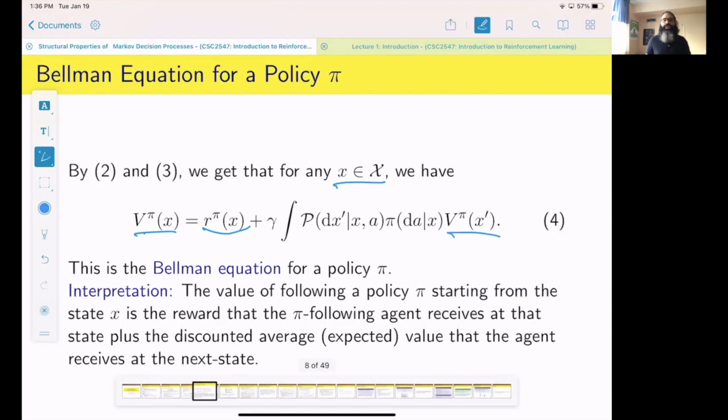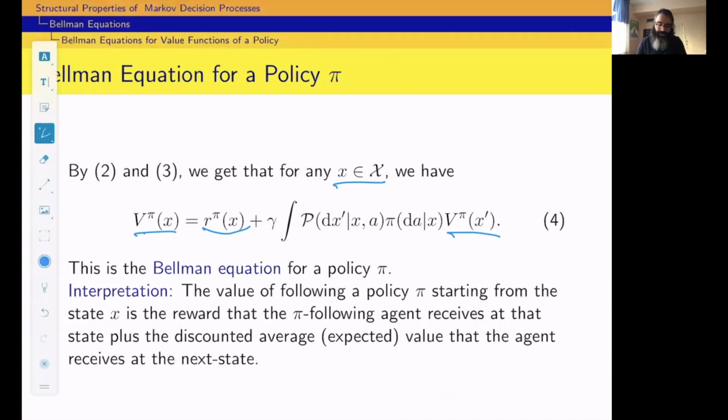So this is called the Bellman equation for a policy pi. And this is one of the most important equations we have here. The interpretation should be clear: this is the value of following a policy pi starting from state x.